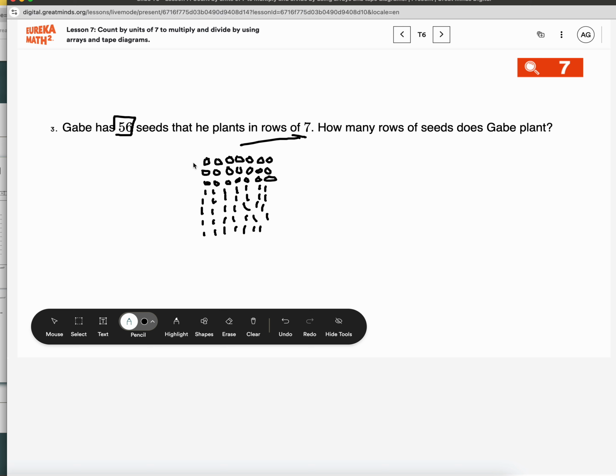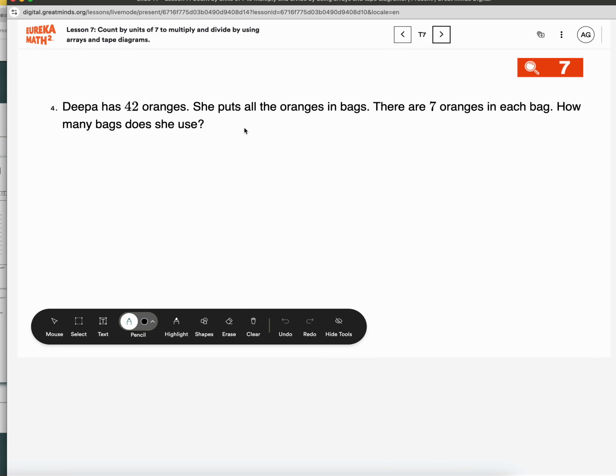Now let's count how many rows I have. 1, 2, 3, 4, 5, 6, 7, 8. How many rows of seeds does he plant? He plants 8 rows. And that's my answer. Or if you just knew your math facts, you might have just done 56 divided by 7, which is equal to 8. And that is acceptable as well.